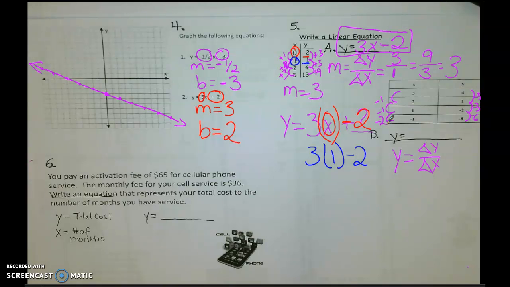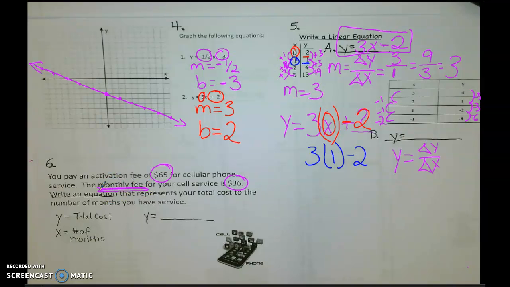Number 6, we have a situation, and so we need to come up with the equation, our function rule for this situation. So it tells us we have to pay an activation fee of $65 for a cell phone. We're only going to pay that $65 one time. And then we have a monthly fee for your cell service that is $36. And that is every month.